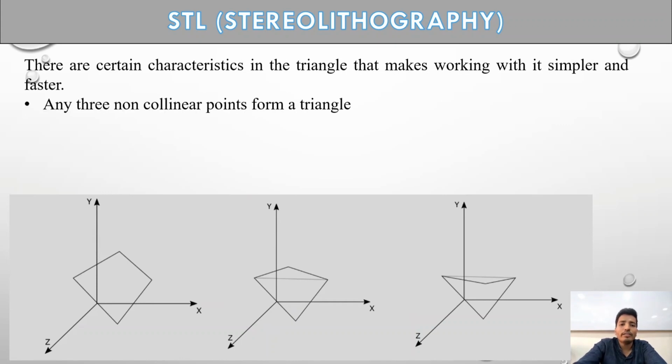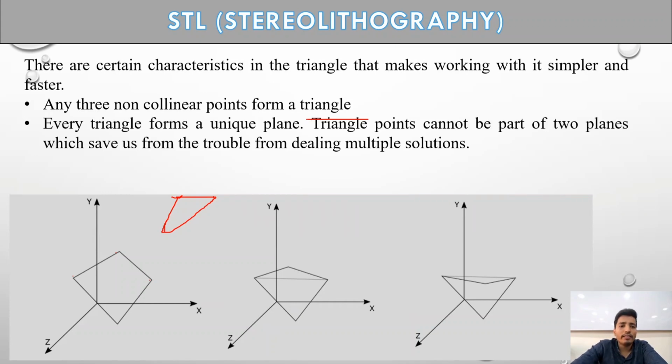Any three non-collinear points form a triangle. Any 3 points you have, which are on a single surface, always represent a triangle. Then every triangle forms a unique plane.